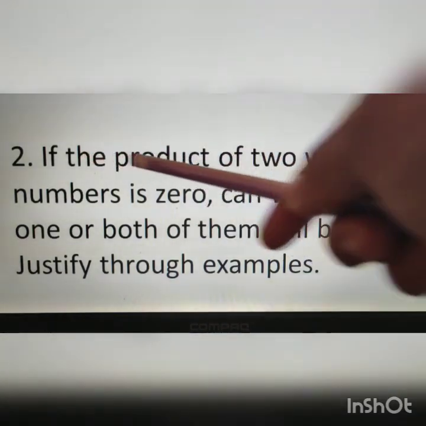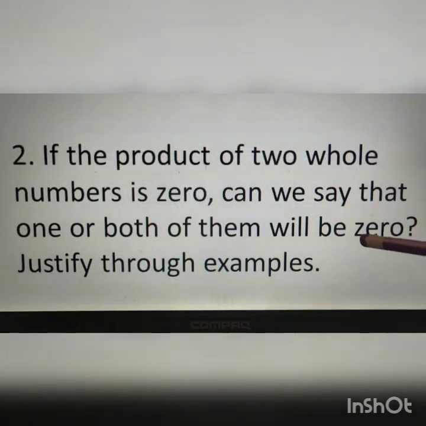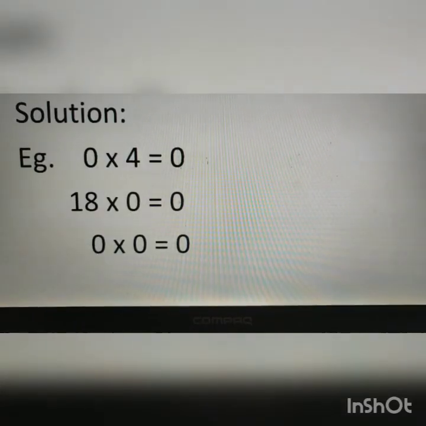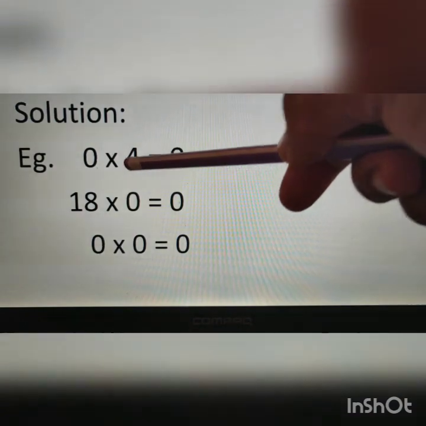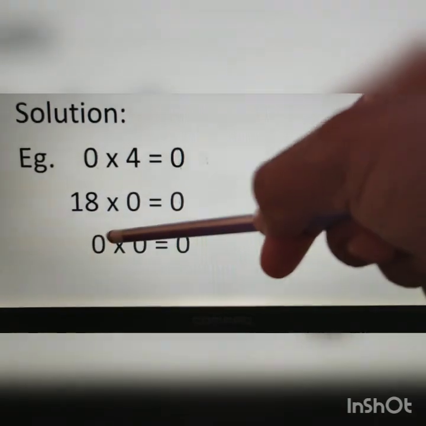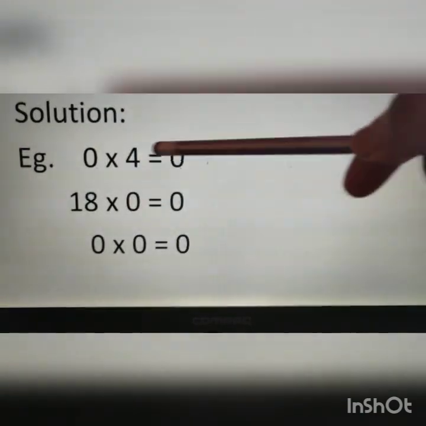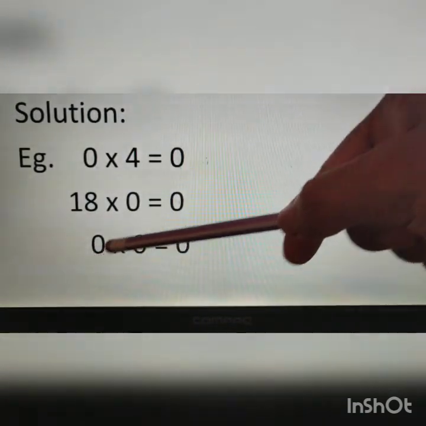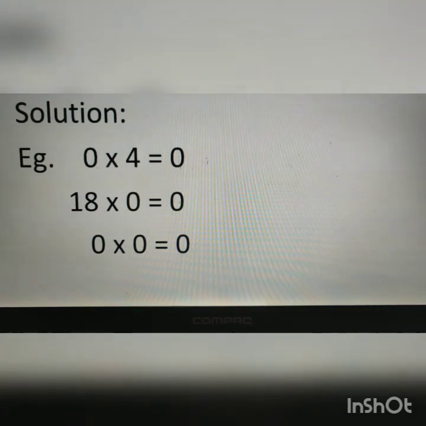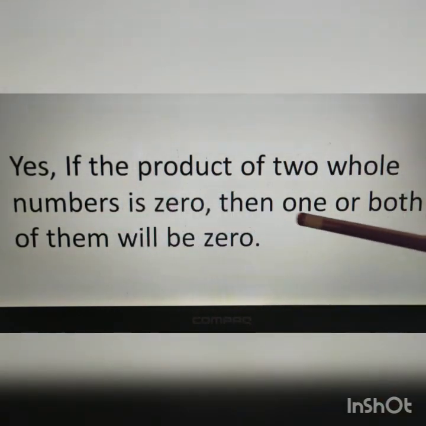Question number 2. If the product of two whole numbers is 0, can we say that one or both of them will be 0? Justify through examples. Let us see examples of two whole numbers whose product is 0. Here 0 multiplied by 4 is equal to 0. 18 multiplied by 0 is equal to 0. And 0 multiplied by 0 is equal to 0. So if any one of the numbers is 0, then the answer will be 0. And if both the numbers are 0, then also the answer will be 0.